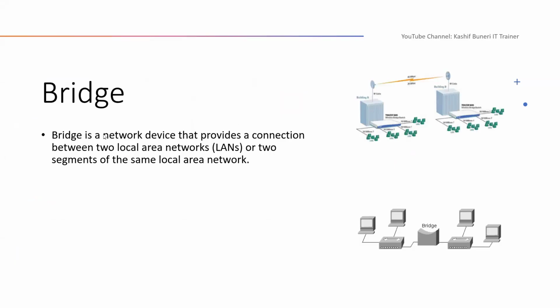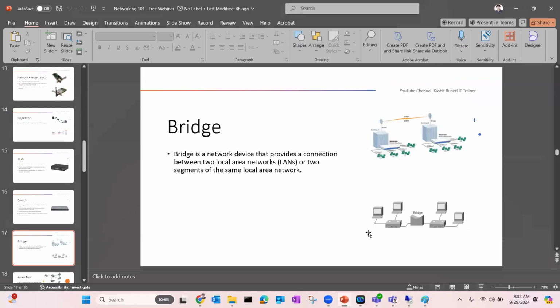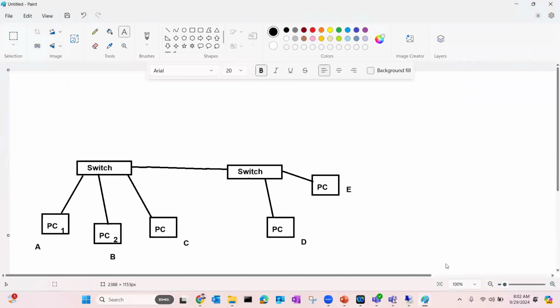So you can see bridge is a network device that provides a connection between two local area networks or two segments of the same local area network. So that is the story of the hub networks in the past, and this is the current story. Okay, let me go back to my whiteboard and let me answer some of your questions.